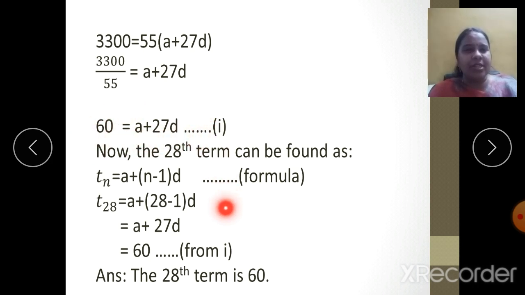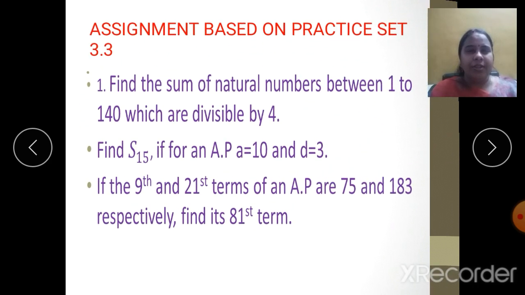I hope you are understanding it. It is direct substitution. a plus 27d, from 1 I can substitute 60. So we get T28 is equal to 60. The 28th term is 60, should be the final answer. I hope all the steps are clear. Yes? Okay. Then with this we come to an end of the session.